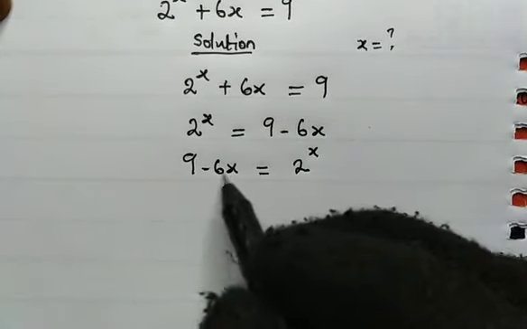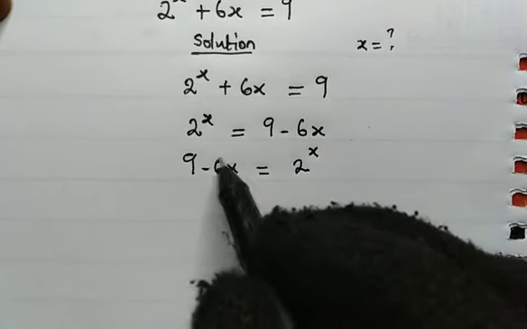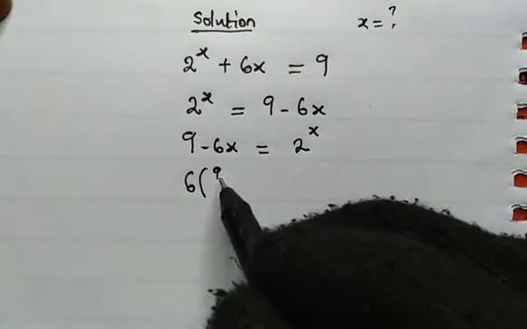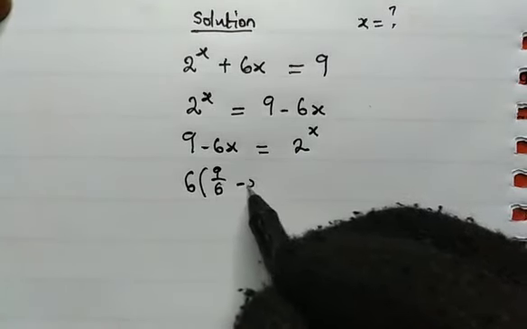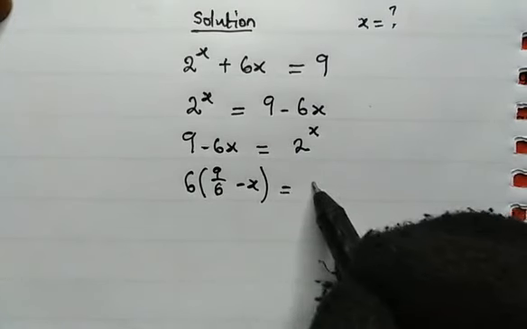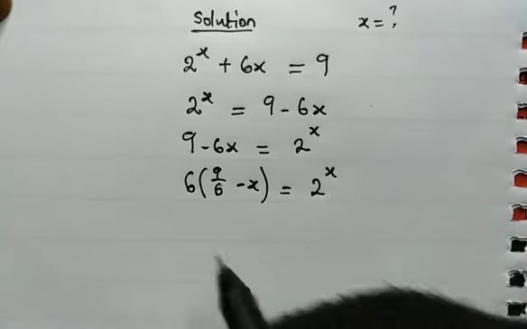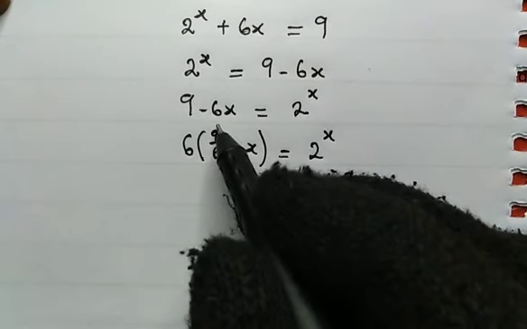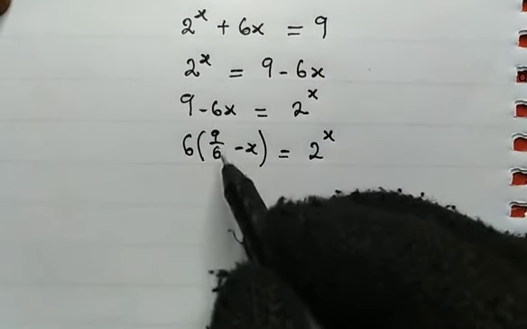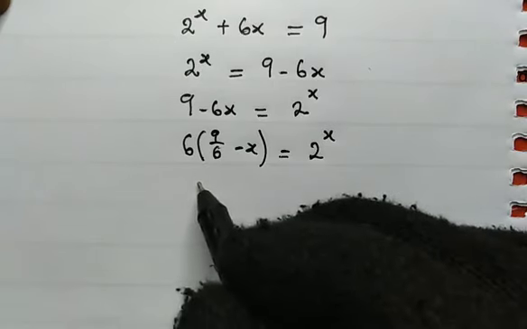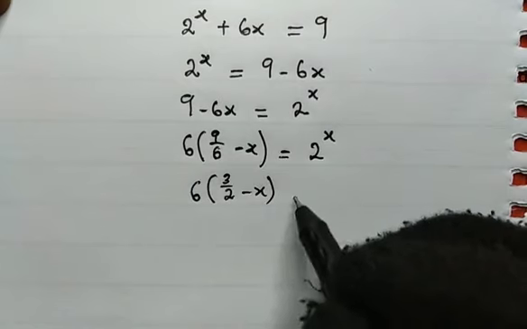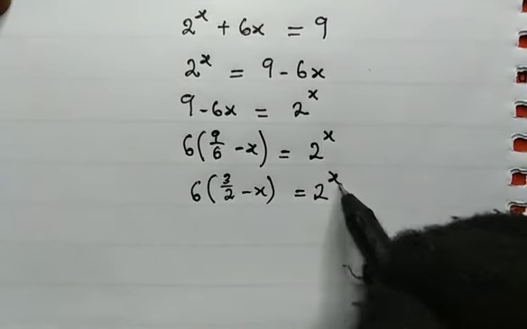So from here, let us factor out this coefficient of x, which is 6. So here we have 6 into bracket, this will be 9 over 6, then minus x. This will be equal to 2 to the power of x. Right? So this fraction here, we can use 3 to divide the numerator and the denominator to reduce it to its lowest term. So we have 6 into bracket 3 over 2 minus x. This will be equal to 2 to the power of x.